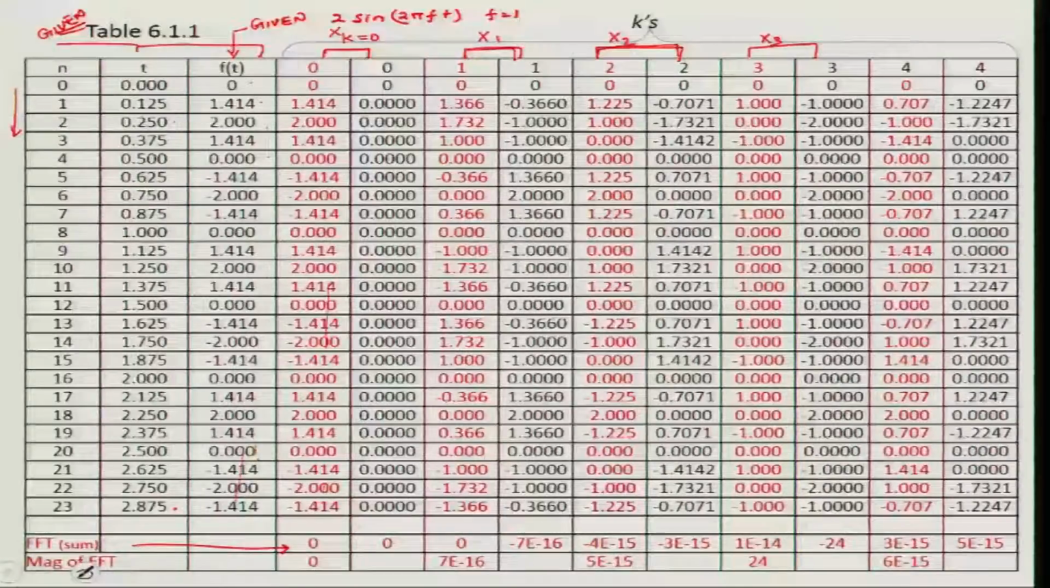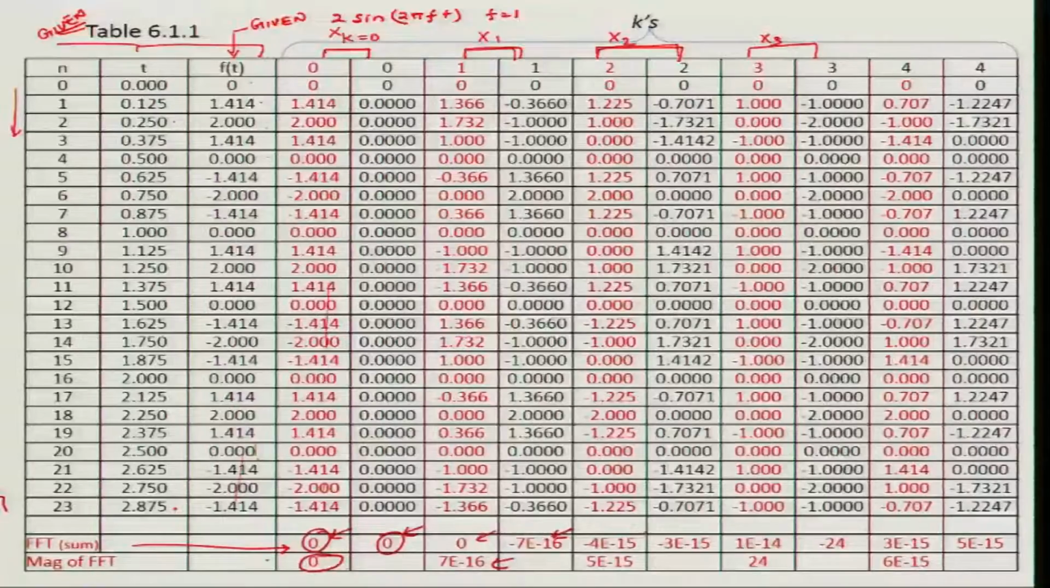This magnitude of FFT is basically this term square plus this term square, and the square root of the sum of the squares. This is the real component, this is the imaginary component. If I square them, add them up and take the square root, that is the magnitude of x0. Similarly, for x1, square of this plus square of this and then add them up and take the square root, I get x1.